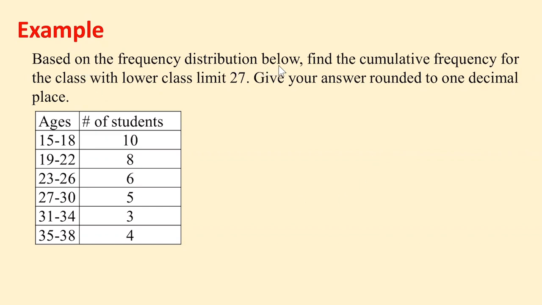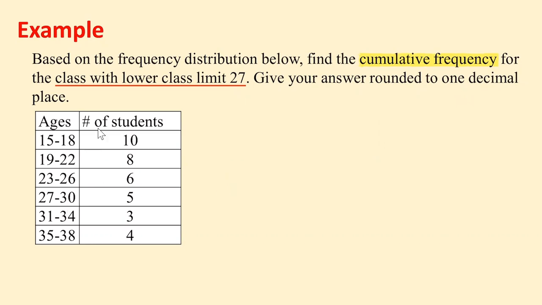Based on the frequency distribution below, find the cumulative frequency for the class with the lower limit 27. Class with the lower limit 27. And give your answer rounded to 1 decimal place. If you get a decimal, then you have to round it to 1 decimal place.